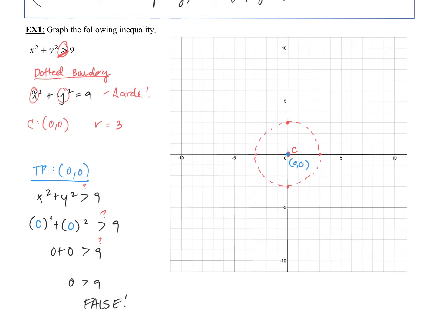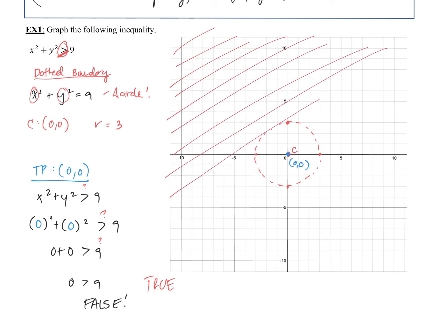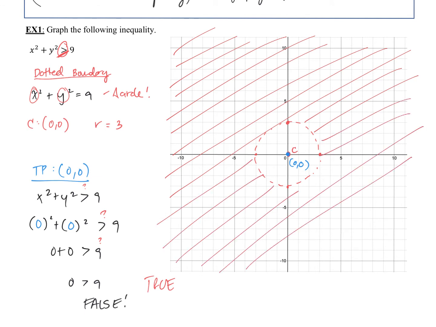However, if I had gotten true, then I would shade the inside of the circle. Because my answer is false, the side I got my test point from is false. So my answer is all the points on the outside. Once again, whenever you do the shading, please extend your shading to the edges of the graph as much as possible. And there we go, pretty well. And then if you have an eraser, you can clean up the sides a bit.